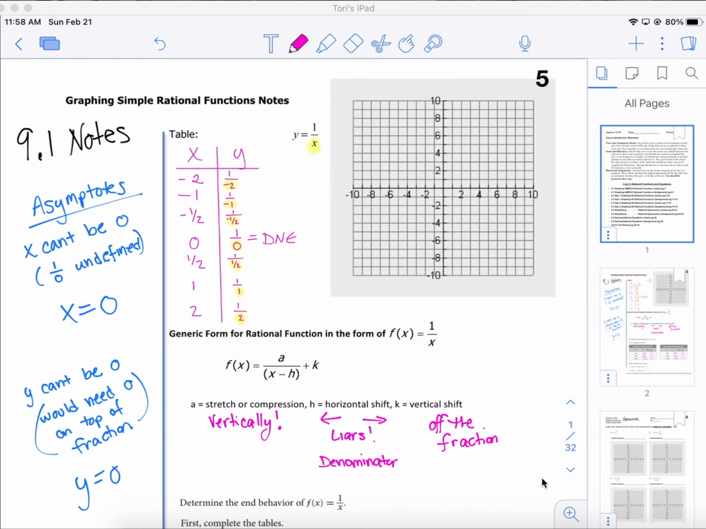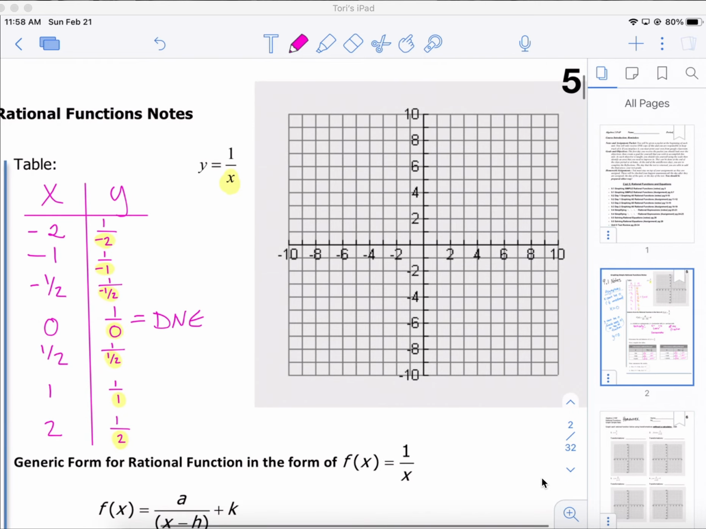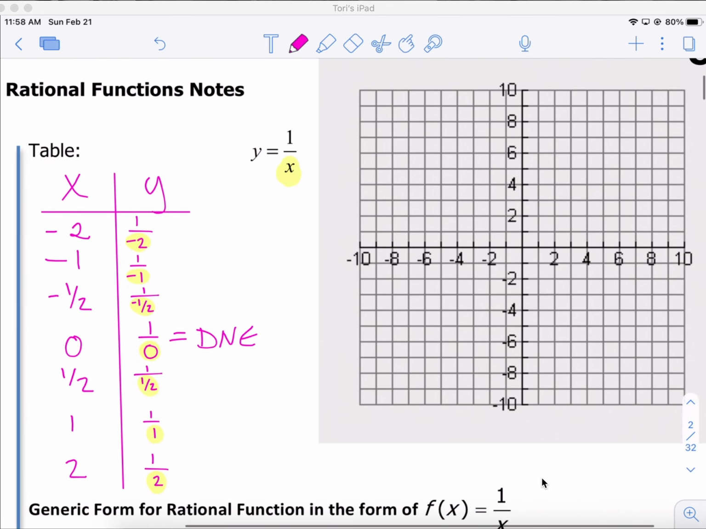We're going to be graphing rational functions. 9.1 is all about using the parent function and transformations. Okay, so let's go ahead and talk for just a second about using this parent function and its table to generate our values that we're going to graph.